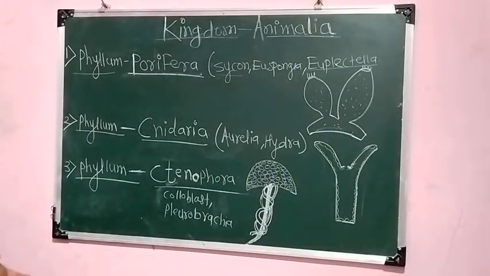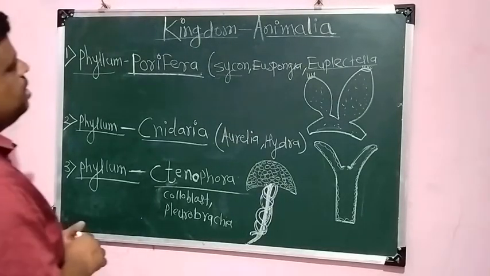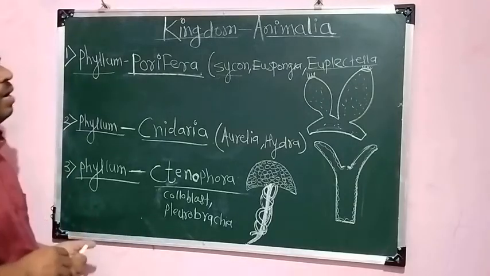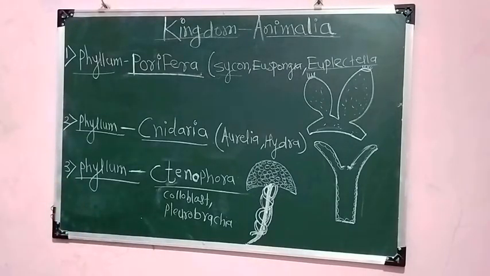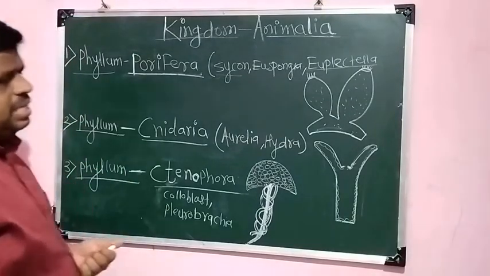These animals are basically asymmetrical. It means that their body cannot be divided into two equal halves. Then their body is colonial, and these animals are sedentary. Sedentary means these are attached to the substratum. So these are known as sedentary.